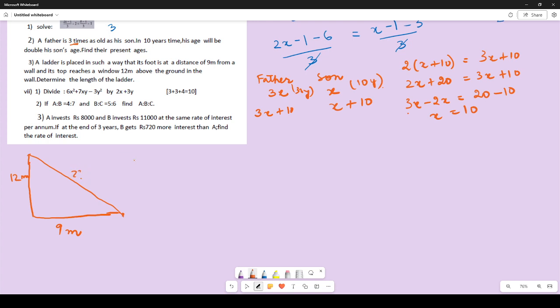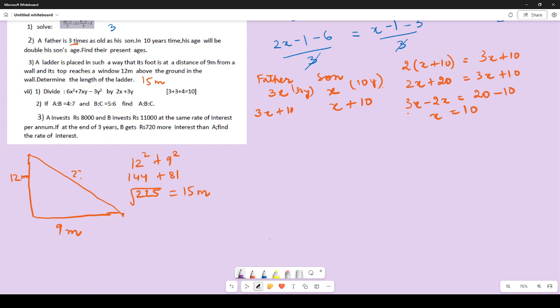Got that? So now it would have been 12 square plus 9 square is equal to the square of the height of ladder. Again we have the Pythagoras theorem. So 12 square is what? 144. 9 square is what? 81. So what do you get? 225. And under root of 225 is 15. So the length of the ladder will be 15 meters. That is how it should be, right?